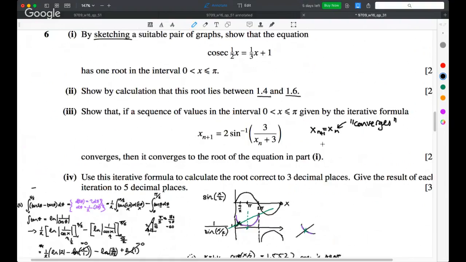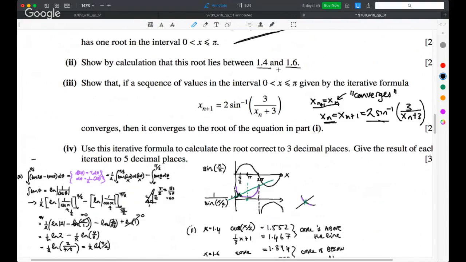So let's do that. Let's set xn equal to x(n+1), which is equal to 2 arcsine of 3 over (xn plus 3). And you'll find that if you rearrange this, you get this equation. So that's all that they're requiring. The argument is, if it converges, then this is true. If that is true, then that is true. And so it is an iterative formula for that equation.